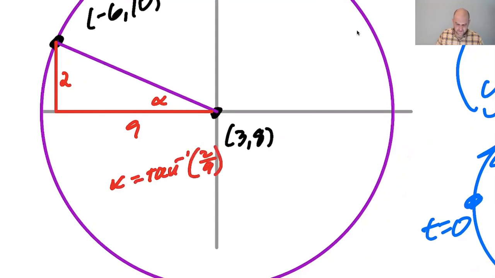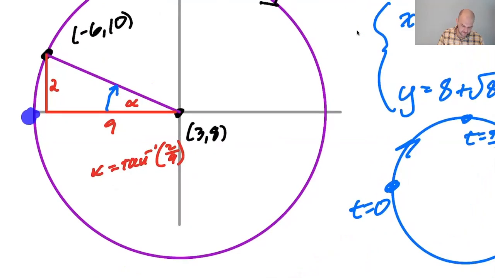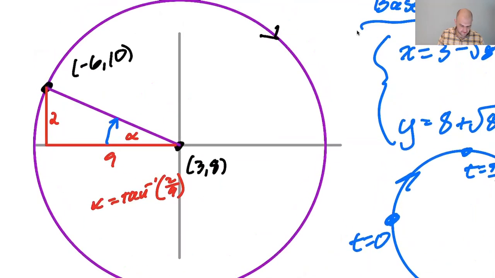But in this particular case, the angle that we need is alpha, right? Because we're starting at t equals 0 here. By the time theta, the parameter, is arctan of 2/9, we'll be here, and that's what I want. And then I just want to continue.